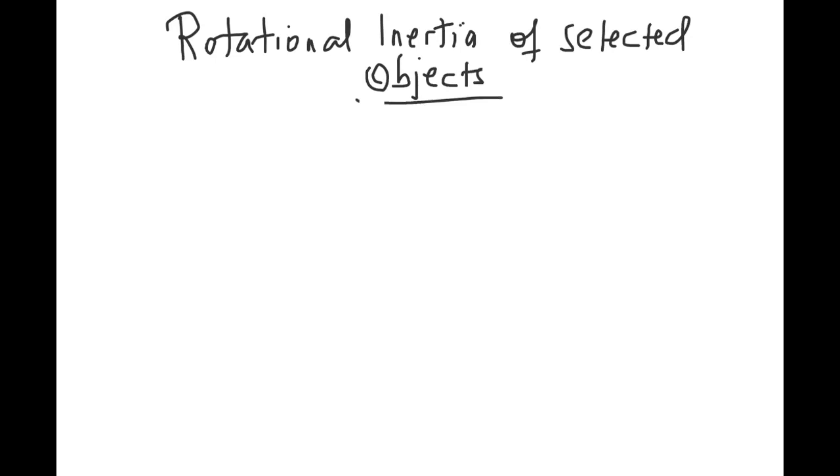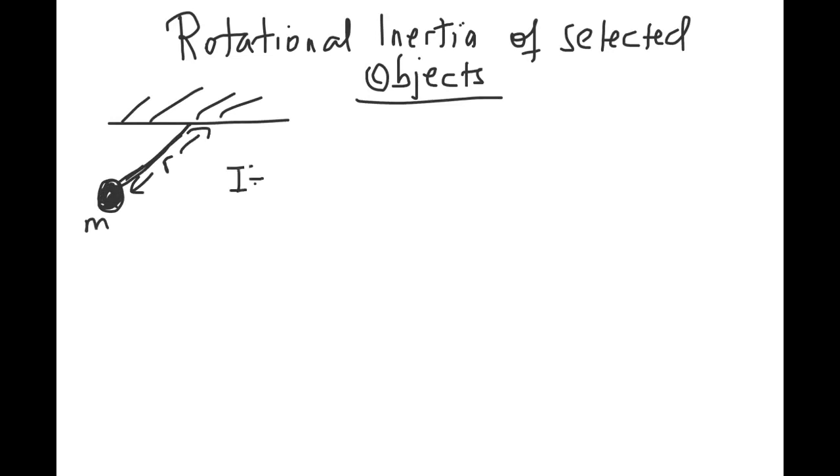All right, so for example, a simple pendulum. If you have a simple pendulum, maybe think about displacing something here like a ball. We have this as our radius, and this is the mass. In this case, rotational inertia, which has the symbol I, is just equal to m times radius squared. That is the simple case of a simple pendulum.